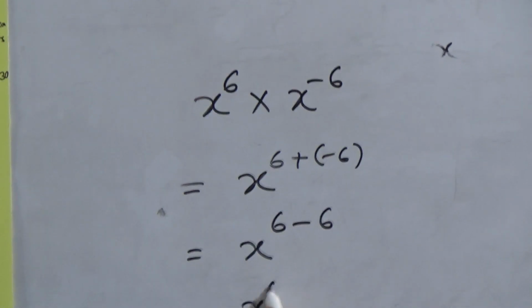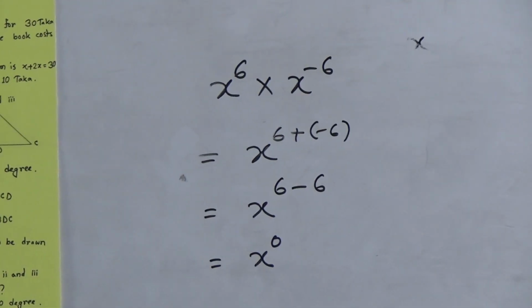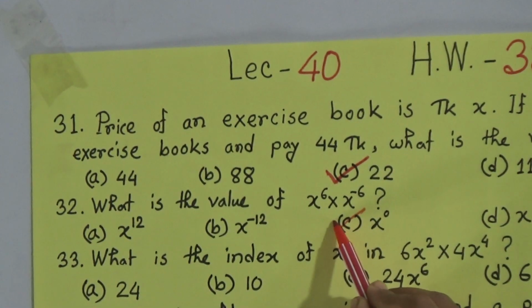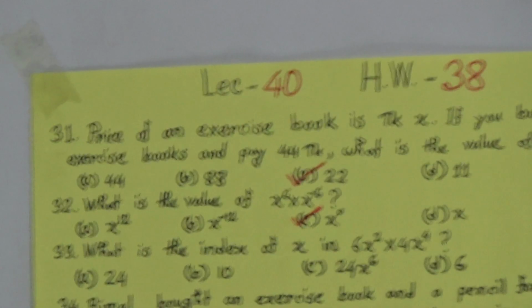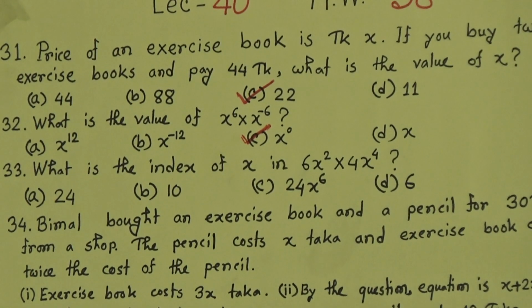So it should be x to the power 6 minus 6, x to the power naught. x to the power naught will be our answer. Look at the options. It should be option C, because in option C we have x to the power naught. Okay. Now question number 33.